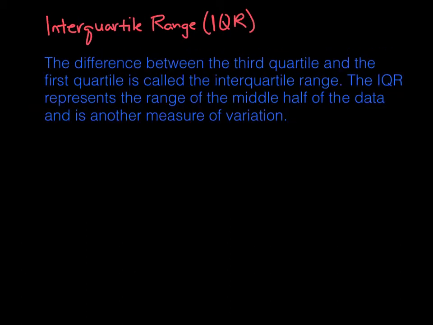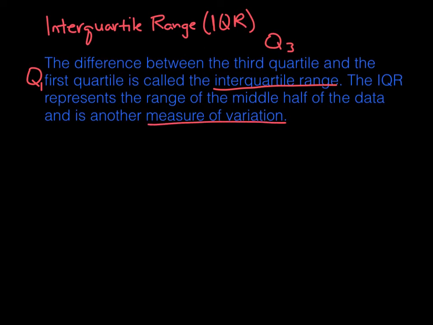Okay, so interquartile range, or IQR, as it's known. We take the difference between the third quartile, which we call Q3, and the first quartile, Q1, and that is called the interquartile range. The IQR represents the range of the middle half of the data and is another measure of variation.